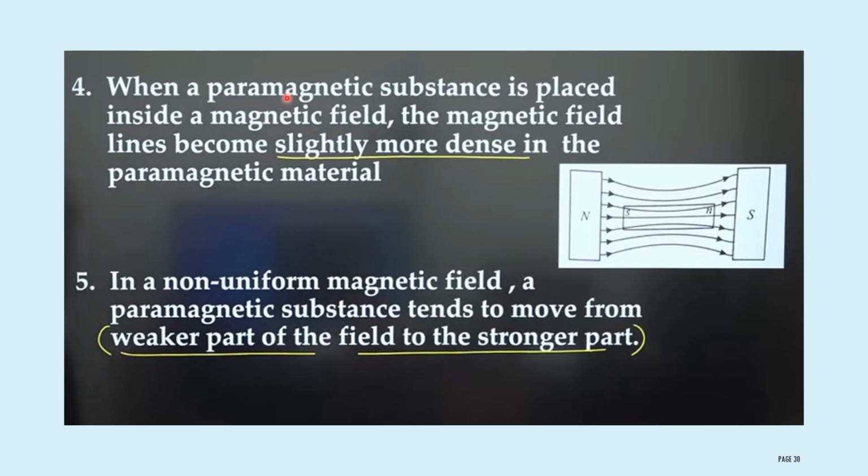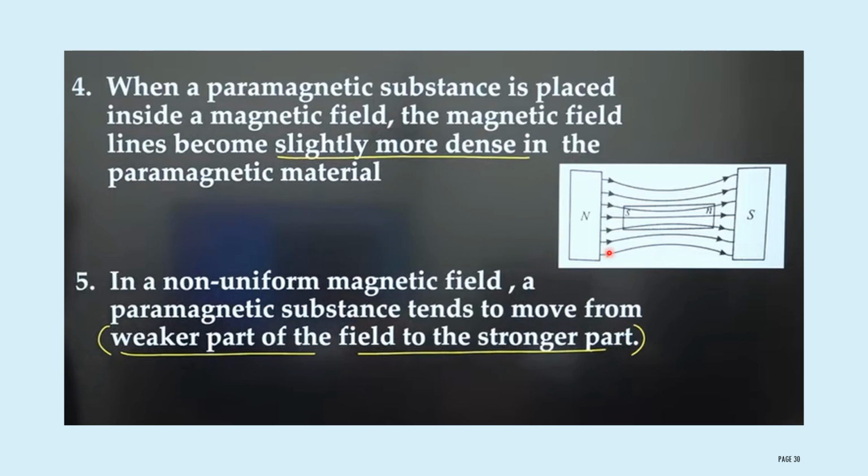Fourth one, when a paramagnetic substance is placed inside a magnetic field, the magnetic field lines become slightly more dense in the paramagnetic material. The magnetic field inside a paramagnetic material is more compared to the external magnetic field. Because of this, the field lines become more dense compared to the external field. Then fifth point, in a non-uniform magnetic field, a paramagnetic substance tends to move from the weaker part of the field to the stronger part.